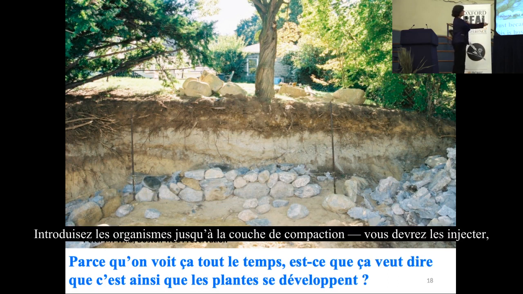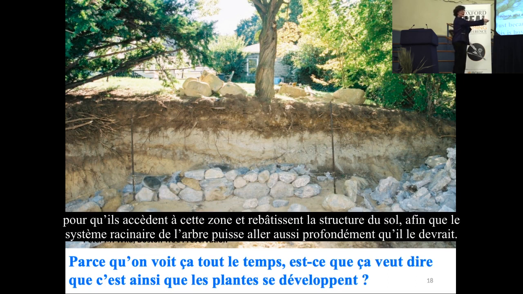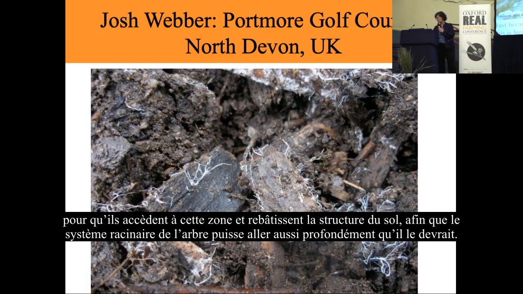Get your organisms down to that compaction layer. You may have to inject them. Have to get them deposited down into that area so it rebuilds soil structure so the root systems of your tree can go down as deep as they ought to go.